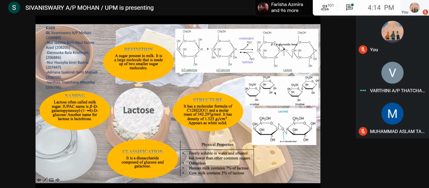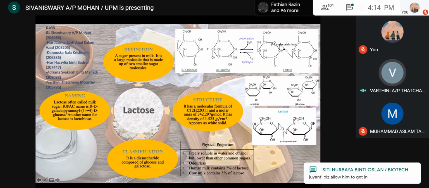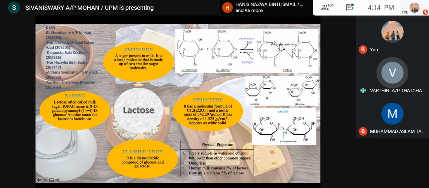So, there are actually two lactose here, alpha lactose and also beta lactose. These two lactose can be differentiated by the position of the OH group at the carbon 1 of the glucose molecule. So, for example, when an alpha glucose molecule is bonded to a galactose, it will form alpha lactose. So, alpha glucose means the position of OH pointing downward at the carbon 1.